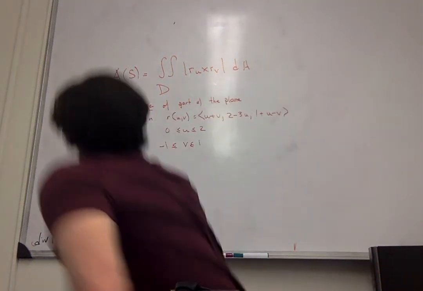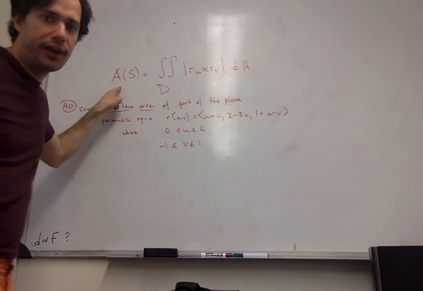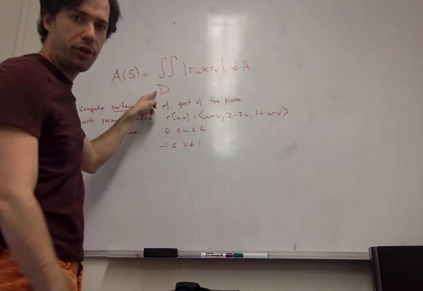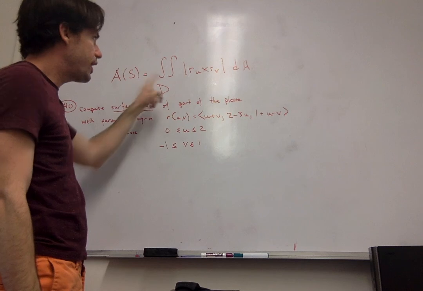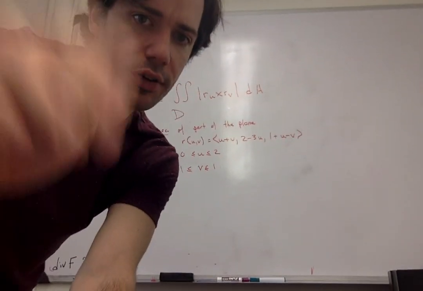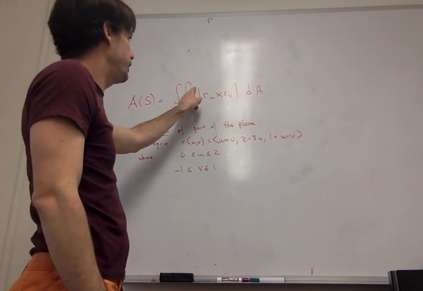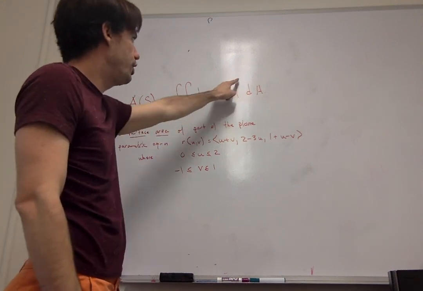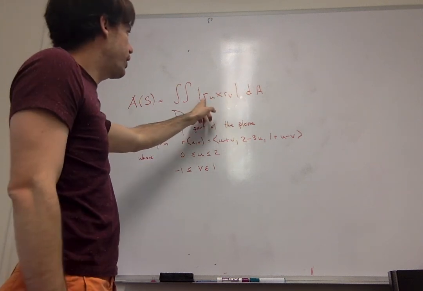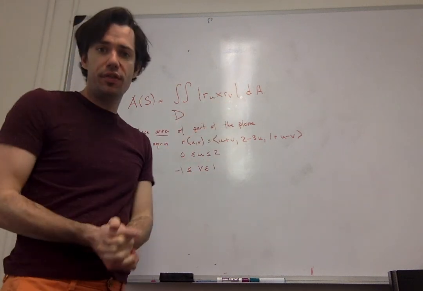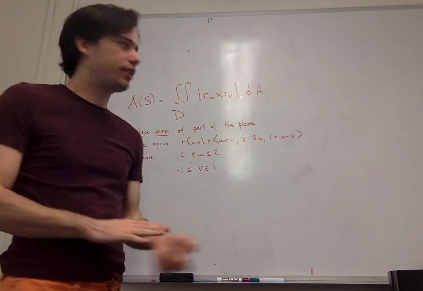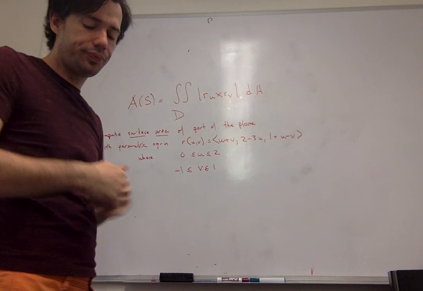So I want to find the area of surface S over some domain D. The way I do that is I take this integral. Okay, so this integral is the norm, the length of RU cross RV. So you compute the vector RU cross RV, and then you take the length of that vector. Right, that's what this means.